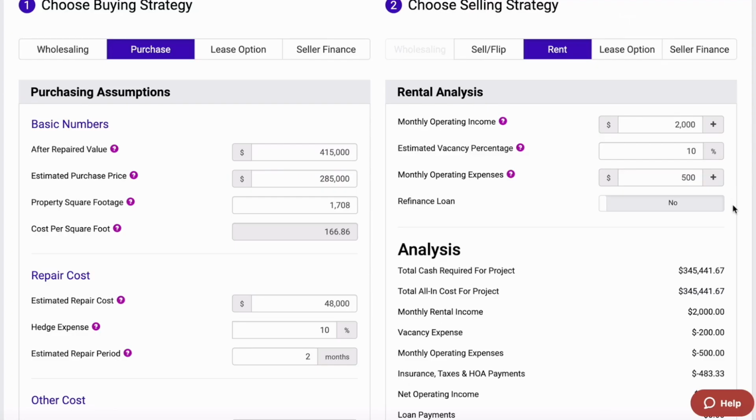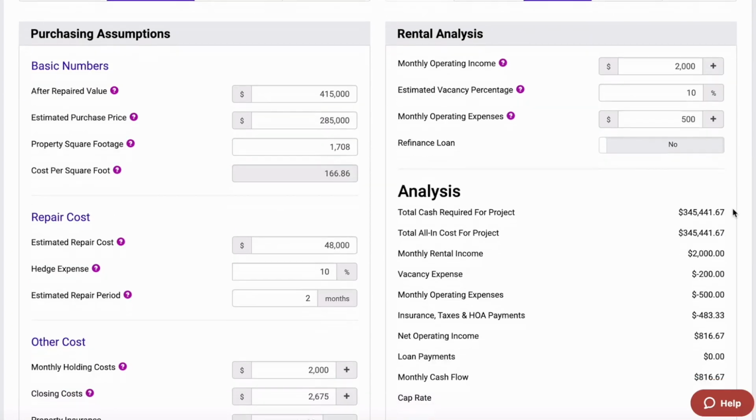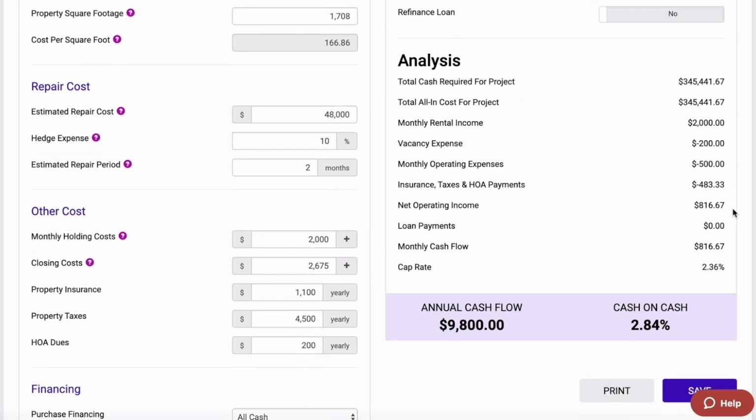I just put in a total of 500. I can then go through my analysis at the very bottom and see my annual cash flow is 9,800 and my cash on cash return is only 2.84%. So I may use this analysis in comparison to maybe what if I lease optioned it? What if I seller financed it? What if I sold it? So it's a great way to analyze properties in multiple different ways.